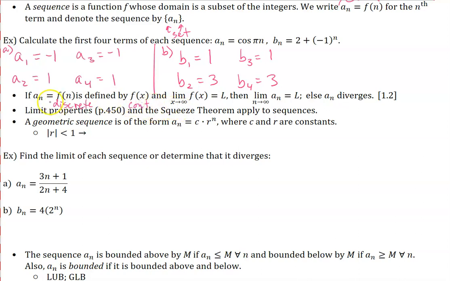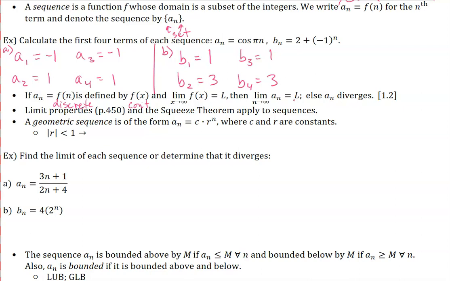So if the function is defined by f of x and the limit of that function at infinity is equal to some value L, in other words, the limit does exist. That's what we're saying here. So it's not infinity, it does not exist, it's not something alternating. Then the limit as n approaches infinity of the sequence is also L, okay? If that is not true, then the sequence diverges.